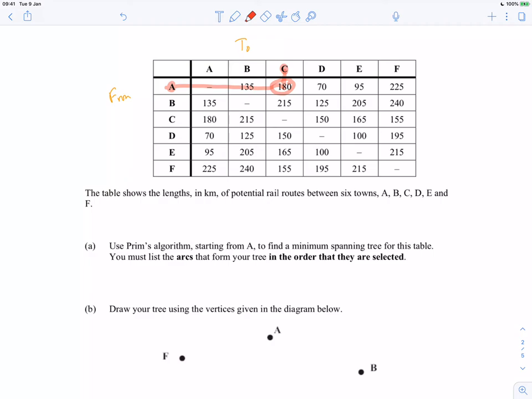So why are these things blank? Because if I want to get from D to D, that's just dumb. You're already there, so you don't travel anything. Now, usually these are symmetric, but they might not necessarily be.